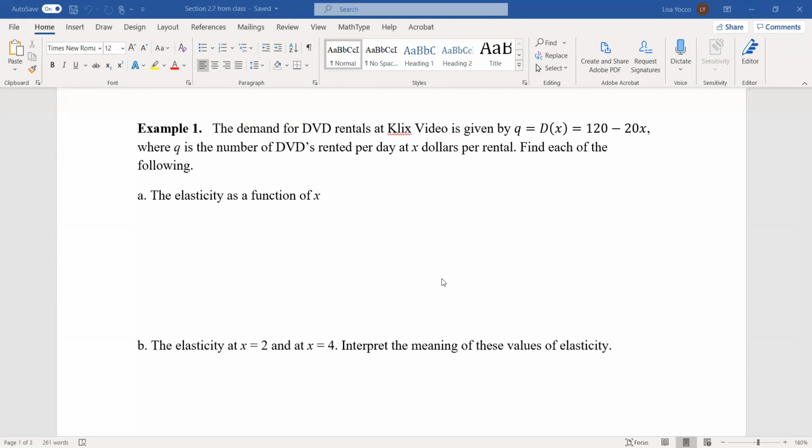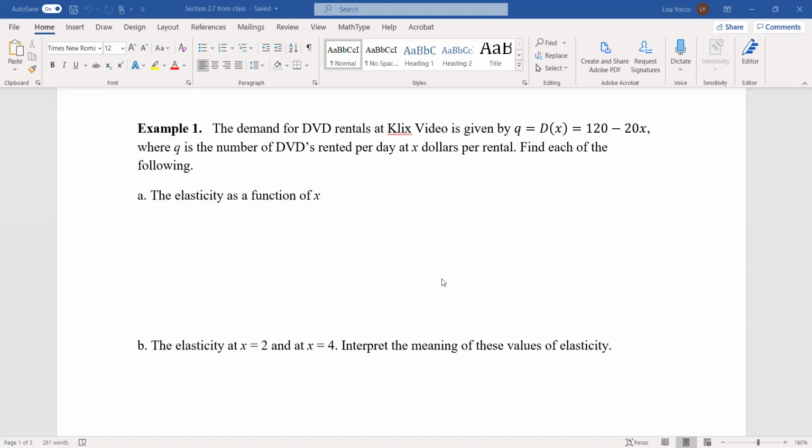All right, so we are told that the demand for DVD rentals at Clicks Video is given by function Q, which probably stands for quantity, but it's also given as a demand function, D of x. So yeah, where Q is the number of DVDs rented per day at x dollars per rental. All right, so we want to find the elasticity as a function of x.